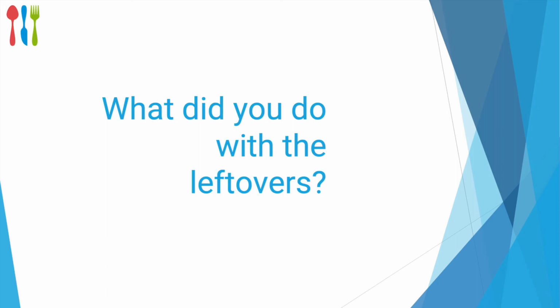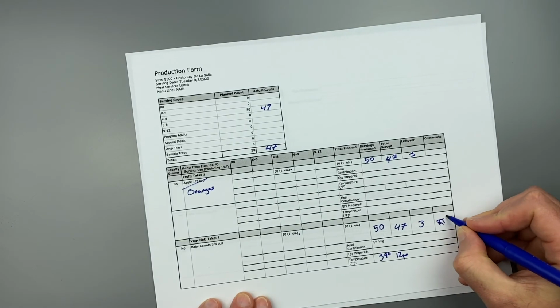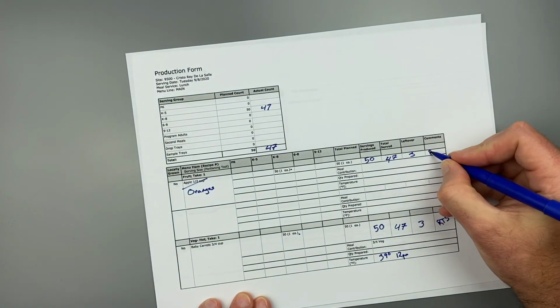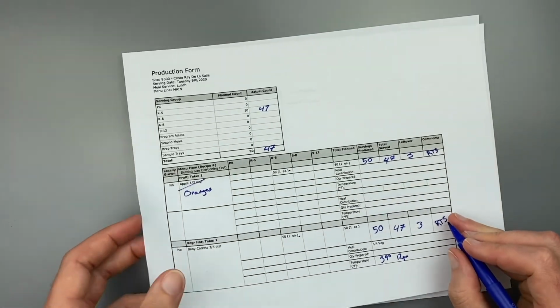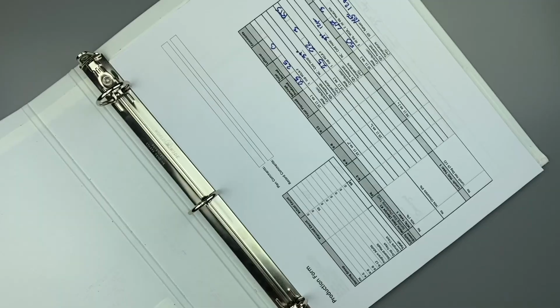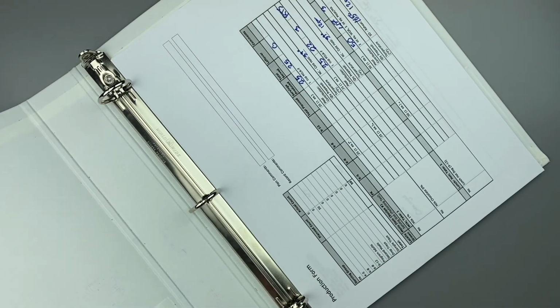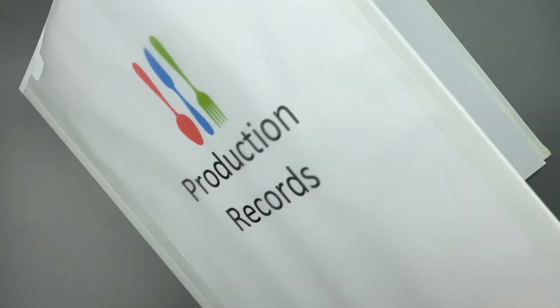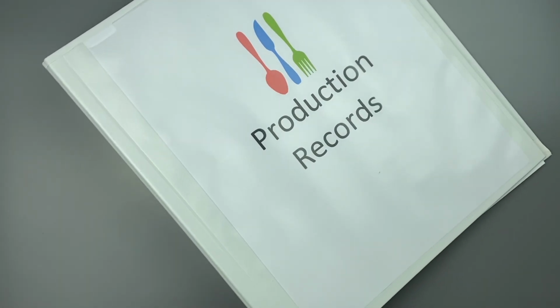What are we going to do with those leftovers? In the comments section, you'll be able to write RTS, return to stock, for things like milk, or you can write trash for things like a hot meal that must be discarded. When you're done, 3-hole punch and put in your binder for storage. And don't forget, we're going to keep these for 3 years after the original year of service. And that's it. You're ready to go.